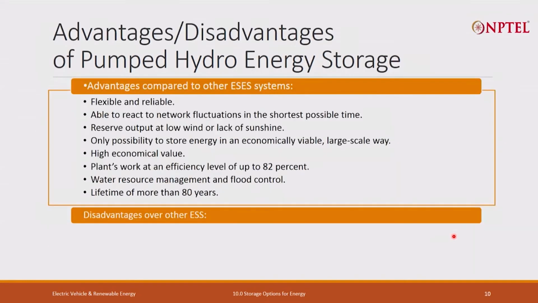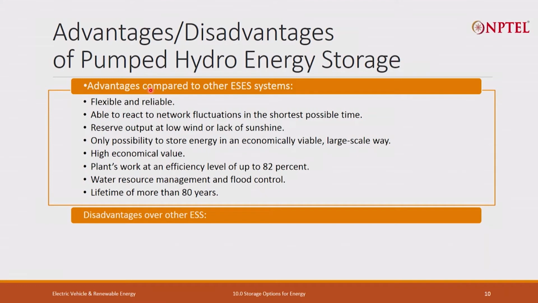What are the advantages? It's very flexible and reliable. It reacts to network fluctuations in the shortest possible time. The same motor and pump can act as a turbine and generator; it just has to reverse the direction. Its reserve output can be utilized when you don't have sufficient renewable energy to match your demand.